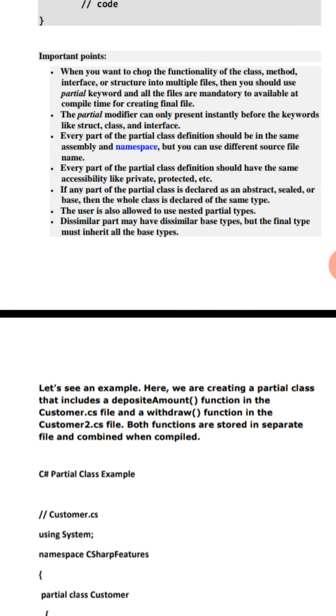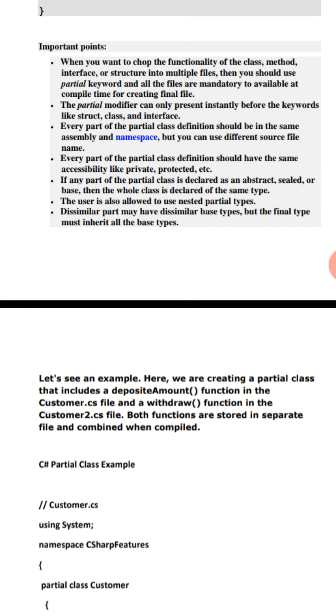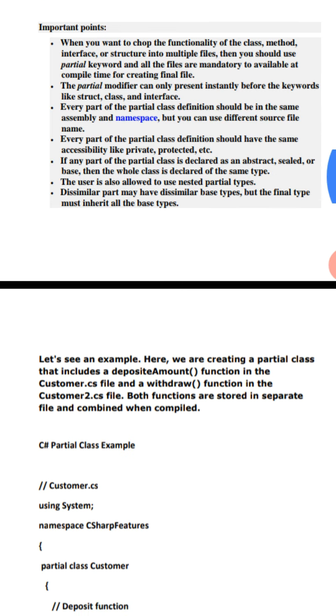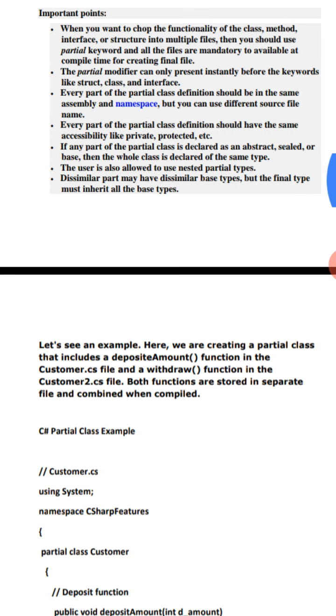See the example. Here we are creating a partial class that includes a deposit amount function in the customer.cs file and a withdraw function in the customer2.cs file. Both functions are stored in separate files and combined when compiled.